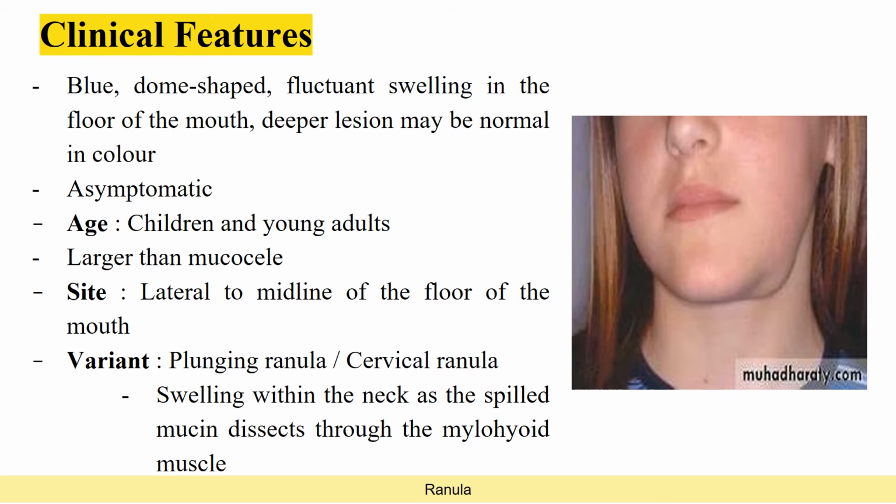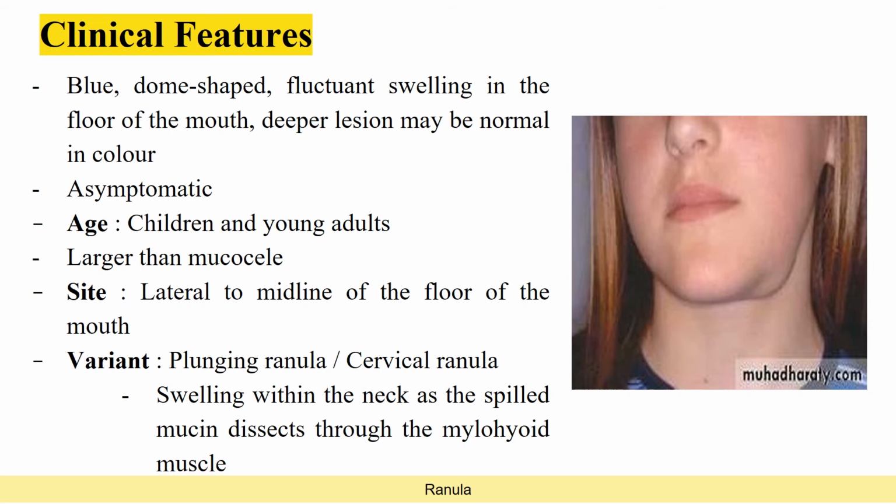and the variant of ranula is known as the plunging ranula or cervical ranula, in which the swelling occurs within the neck as the spilled mucin dissects through the mylohyoid muscle. And you can see in this clinical picture, it is actually the plunging ranula, in which the mucin spills and dissects through the mylohyoid muscle.